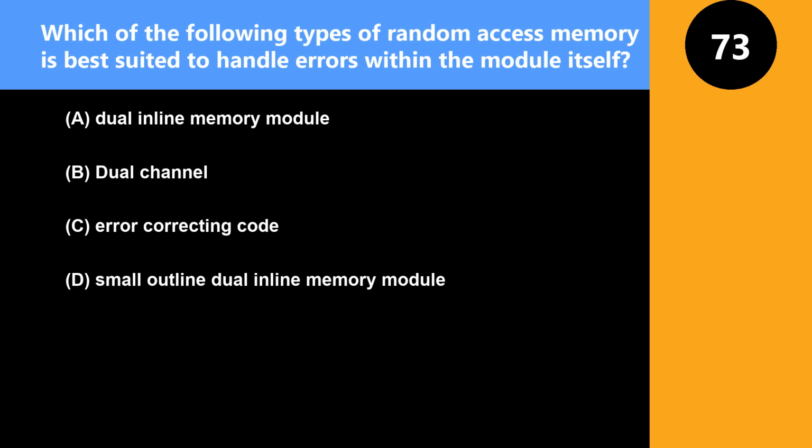Question 73. Which of the following types of random access memory is best suited to handle errors within the module itself? Option A, dual inline memory module. Option B, dual channel. Option C, error correcting code. Option D, small outline dual inline memory module. The correct answer is option C, error correcting code.